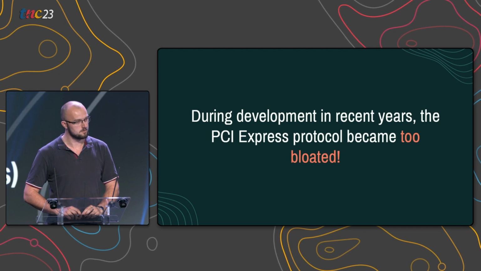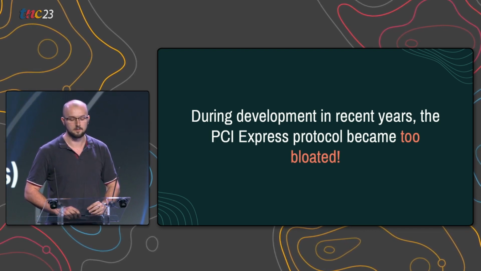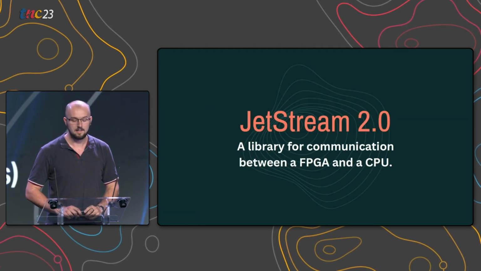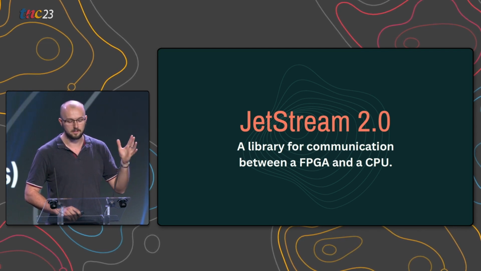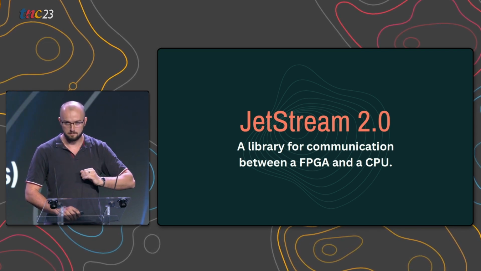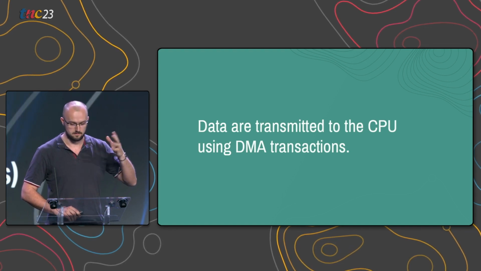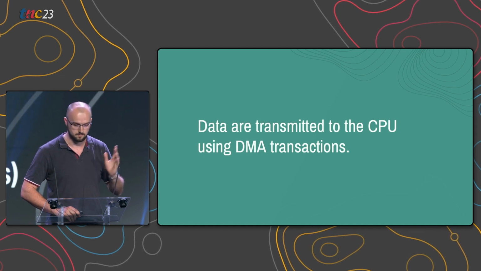Although very feature-rich, during the development in recent years, the PCI Express protocol became too bloated, and some simplification is needed. That's where I introduce you to GÉANT 2.0. This is a library for the communication between the FPGA and the CPU. Data in this library are transmitted using DMA transactions, direct memory access.